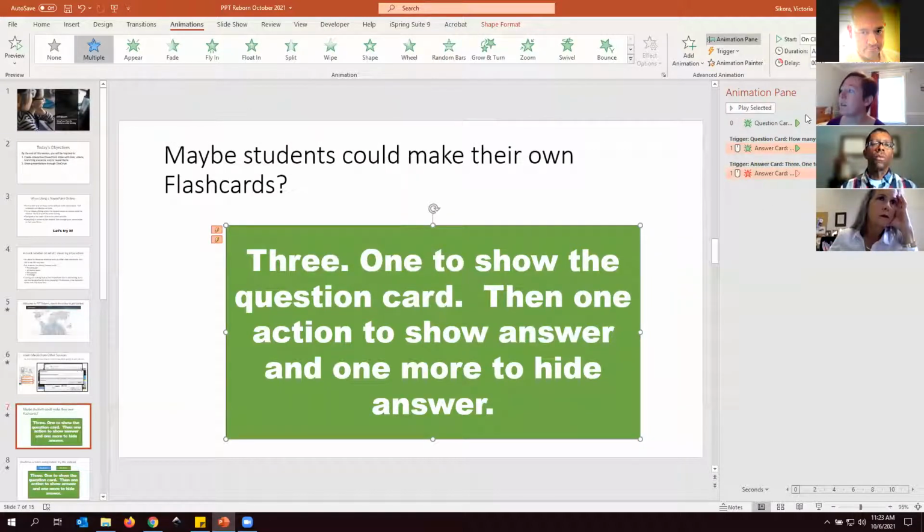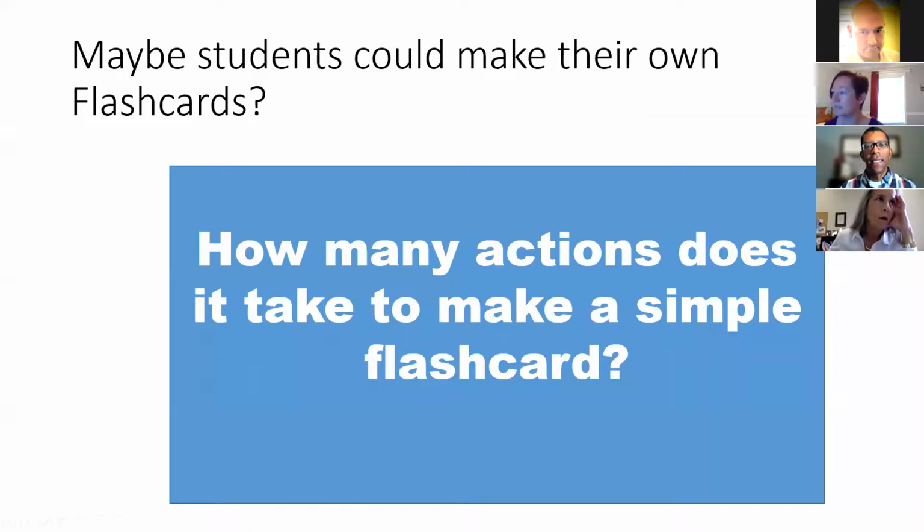So what I have over here in my animation pane is, I have show my question card. That's the very first one, right? Because when I come to this slide, I want that question card to be up. Then when I click on the question card, I want it to show me the answer card. So it flips it over. Okay, let's say I maybe want to go back and look at the question one more time. Because now I have my answer card up, I'm going to say when I click the answer card, I want that answer card to go ahead and disappear.